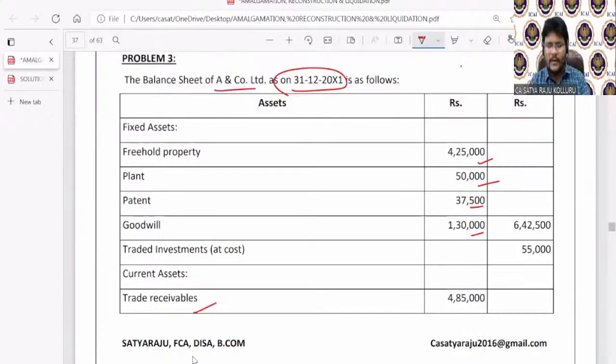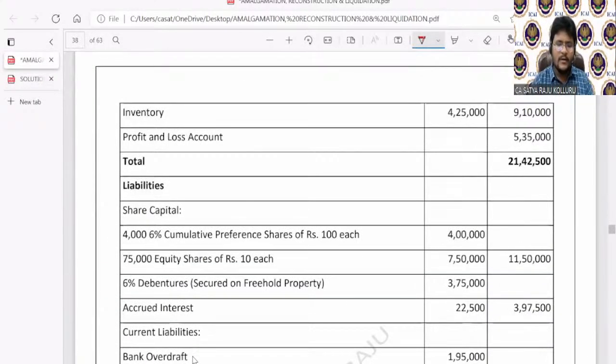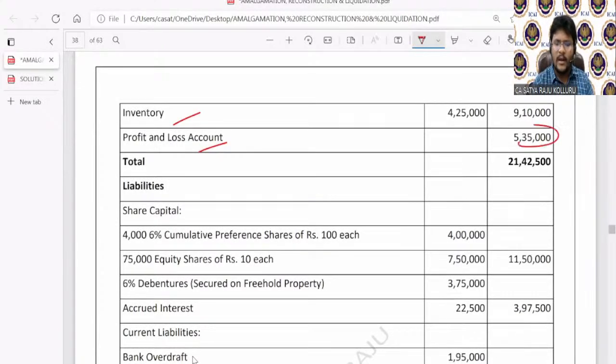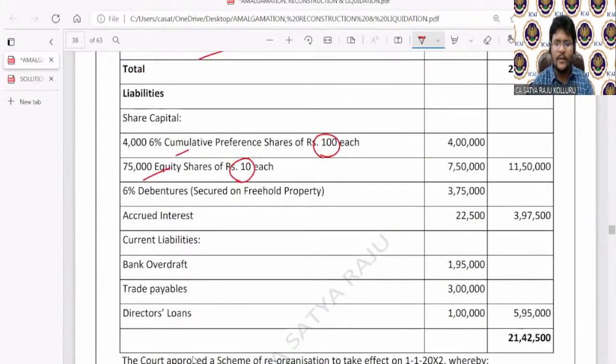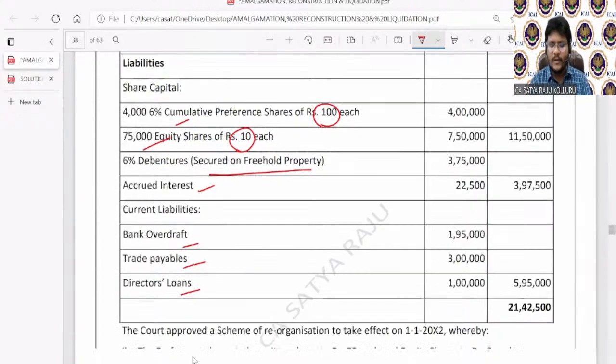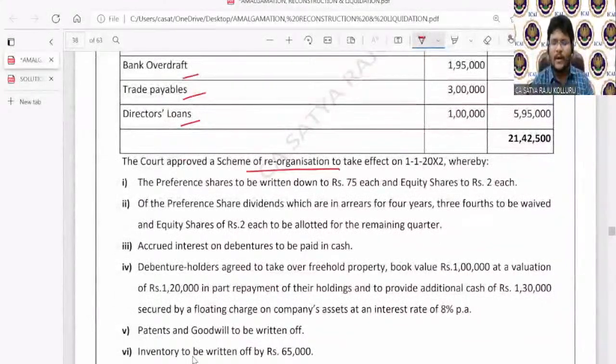Further information, inventory, and profit and loss account debit balance of 5,35,000, which is the total of assets. Liabilities: cumulative preference shares are there, face value 100 rupees, and equity shares, face value 10 rupees. 6% debentures secured on freehold property, accrued interest is there, under current liabilities bank OD, trade payable, director's loan is given. Court approved a scheme of reorganization to take effect on 1/1/2012, whereby we have already seen the problem. That's why I'm increasing the reading speed.